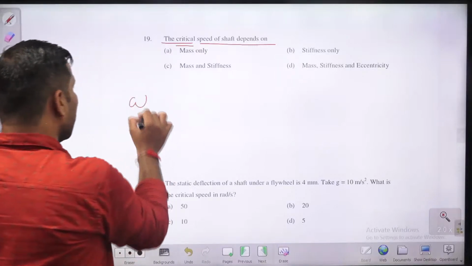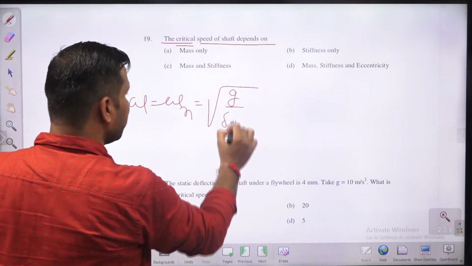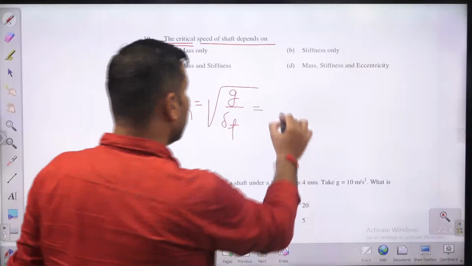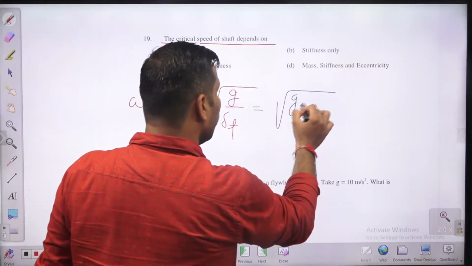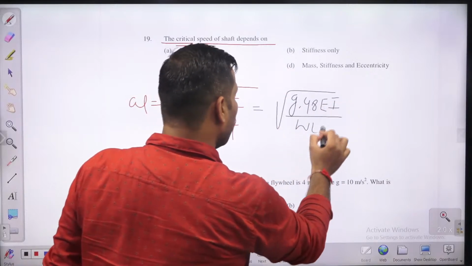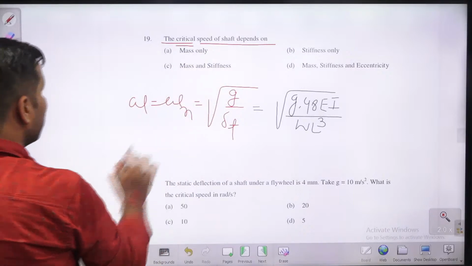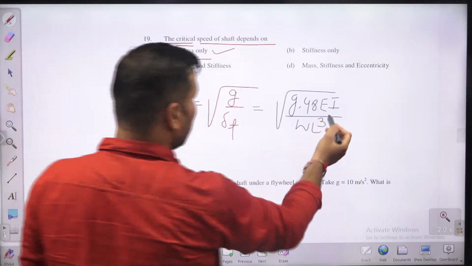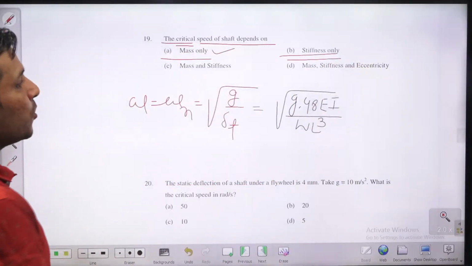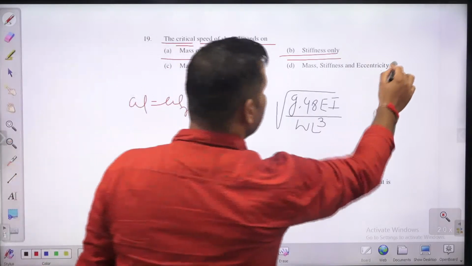What is critical speed? When omega becomes equal to omega n, and this is nothing but root of g by static deflection. Okay, and for the case of a shaft subjected to some point load at the center, this is nothing but root of g into 48 EI divided by WL cube. So if you check here, the whirling speed or critical speed depends on mass. Yes. It depends on the stiffness. Yes, it depends on the stiffness also. Okay, it is going to depend on the elastic nature, but it is not going to depend on the eccentricity.